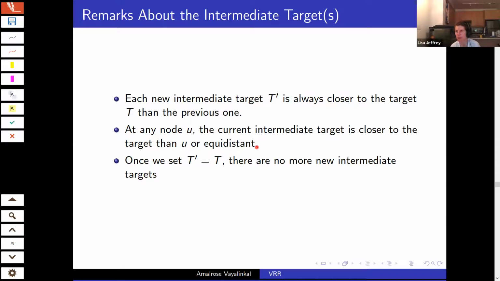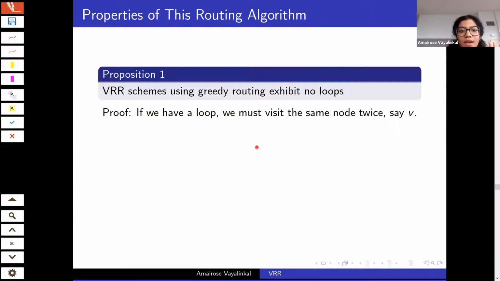Okay. And also importantly, once we set the intermediate target to being the target, there are no more new intermediate targets because of course, the target is the closest to the target. So there's never going to be a better node for us to ever set the intermediate target to. Okay, great. So there are some properties of the routing algorithm.